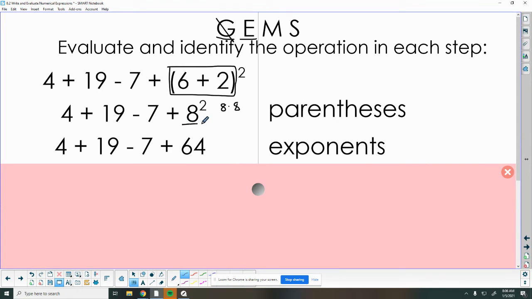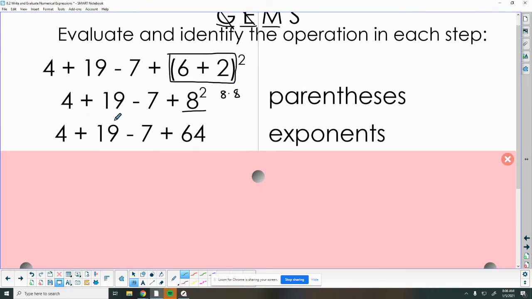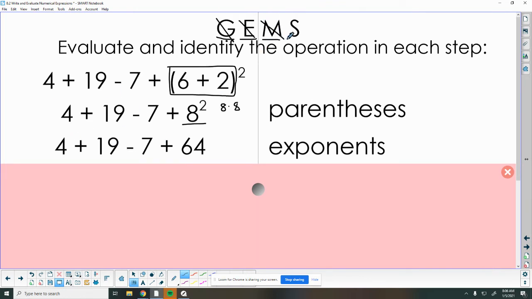So this 8 times 8 is 64. We bring everything else down. We just completed the exponents. We have no more exponents, so now we're going to move on to our multiplication operations. So we're looking for multiplying and dividing. Doesn't look like we have any here. So now we're looking for our subtraction operations. The opposite of that is to add. We do it like we read. So we do this first part here. So go ahead and do that. Bring down everything else.